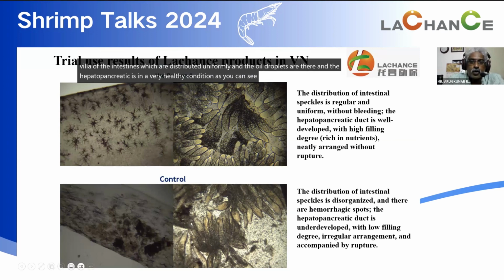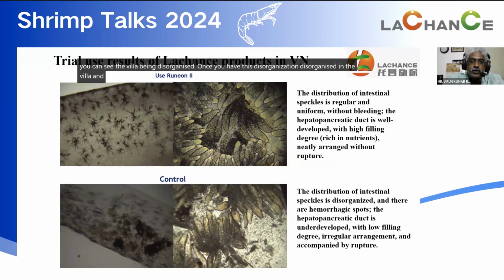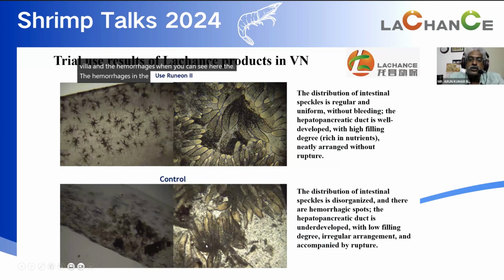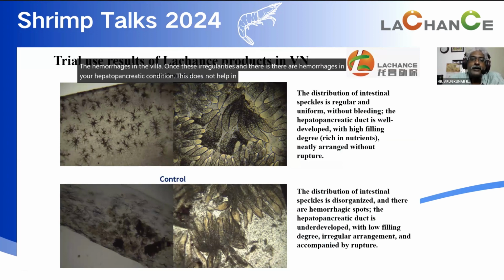And in the control pond, you can see the villi being disorganized, and you can see hemorrhages in the villi. Once there are these irregularities and hemorrhages in the hepatopancreas, this does not help in maintaining a healthy condition of shrimp.